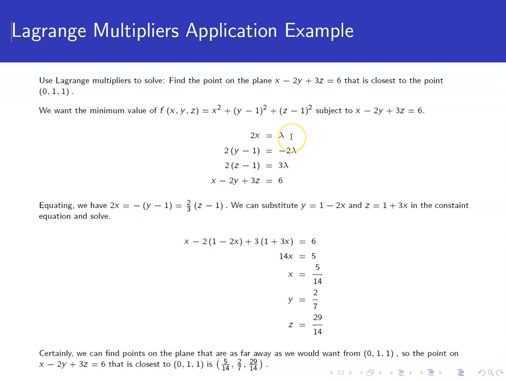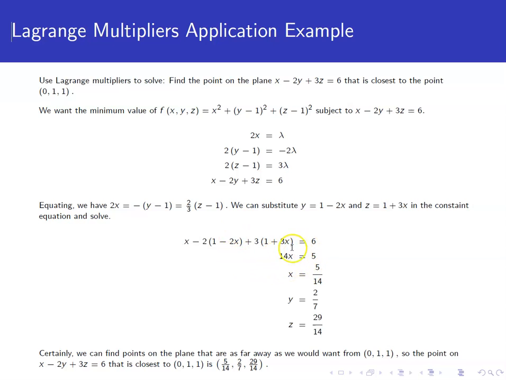All right, if we had lambda equal to 0, or say x equal to 0, then lambda has to be 0. Actually, I don't need to worry about that in this case, because here I've got lambda is 2x, lambda is the negative of (y minus 1), and lambda is 2/3 of (z minus 1). We can equate and solve for y and solve for z. So we get y is equal to 1 minus 2x, and z is equal to 1 plus 3x. Now we can plug these into the constraint equation and solve.